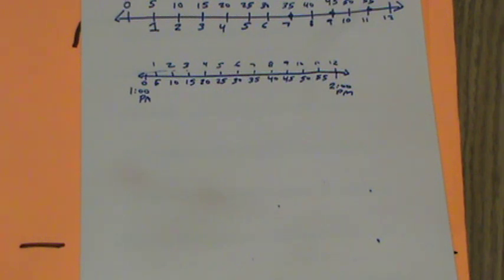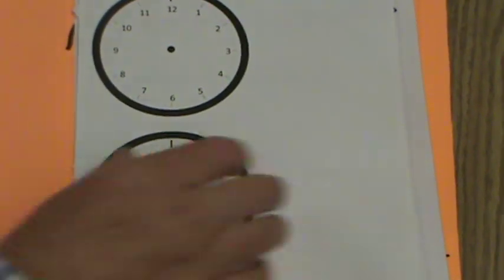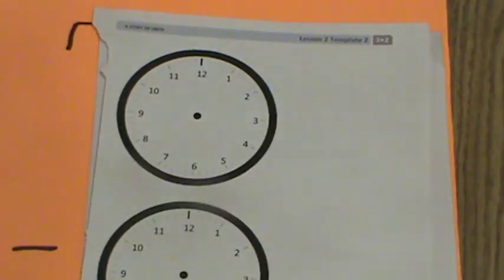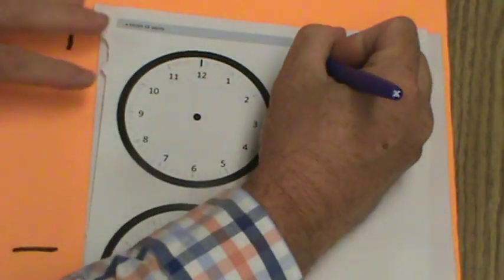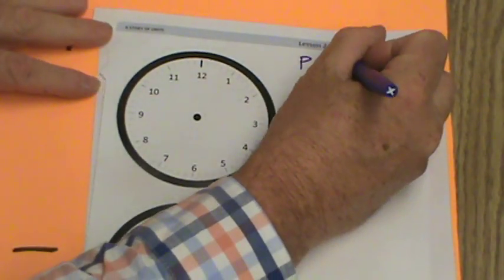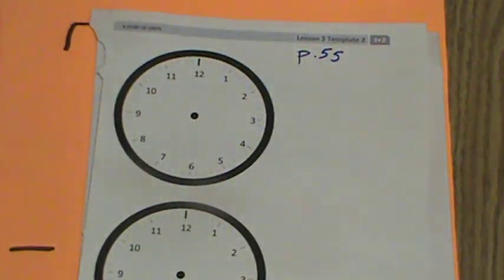Oh, and it's right in here, Mr. Leggett, you silly guy. So you've got your problem set, and it's page 55. And I'll say that again. Sometimes they put the templates elsewhere. So in your problem set, go to page 55, and we're going to do a little telling time on the clock.